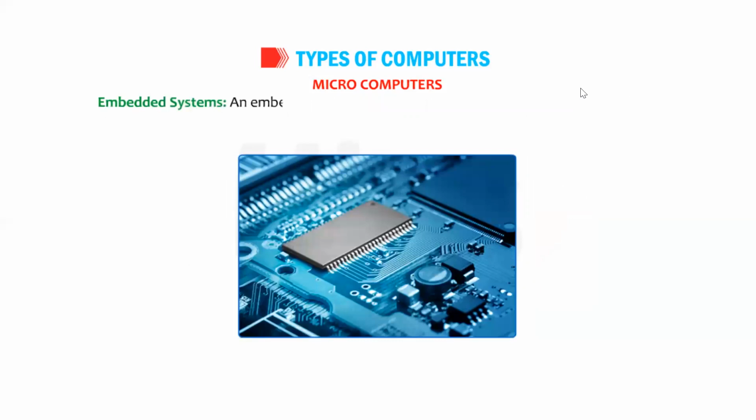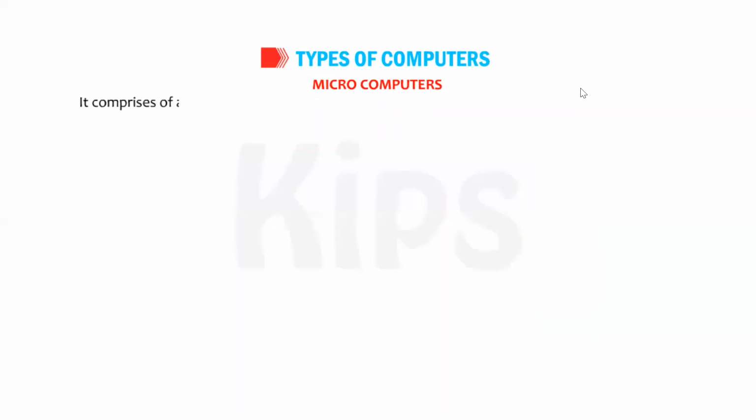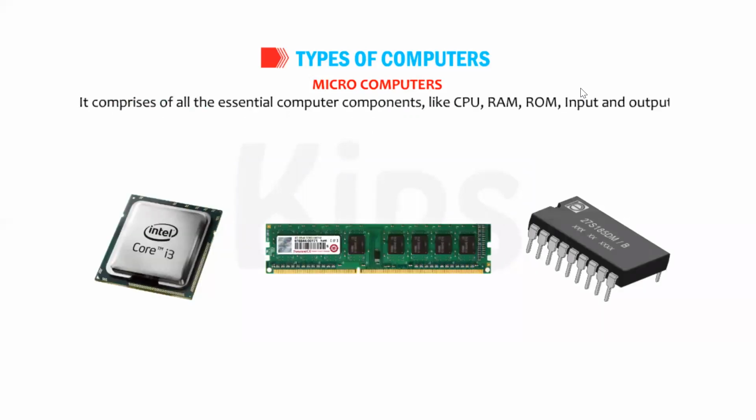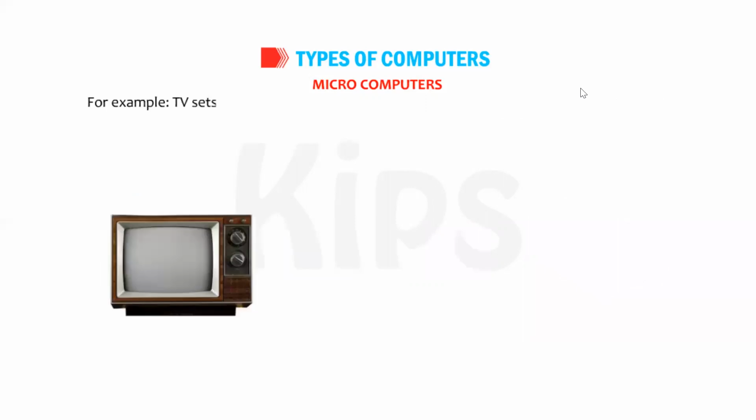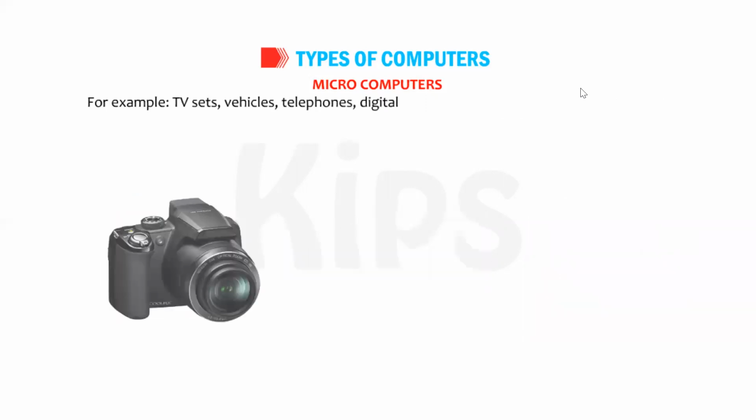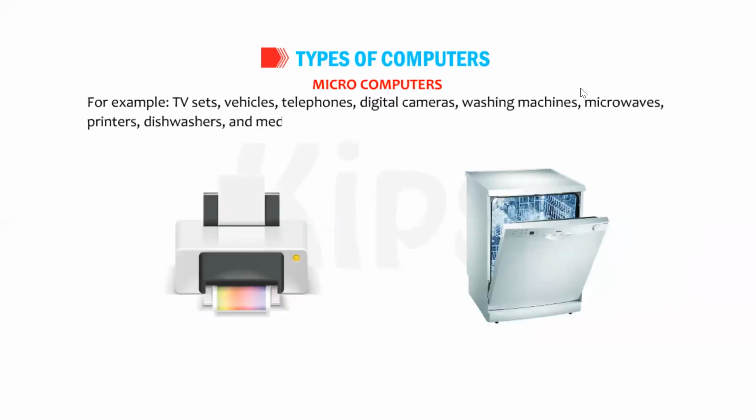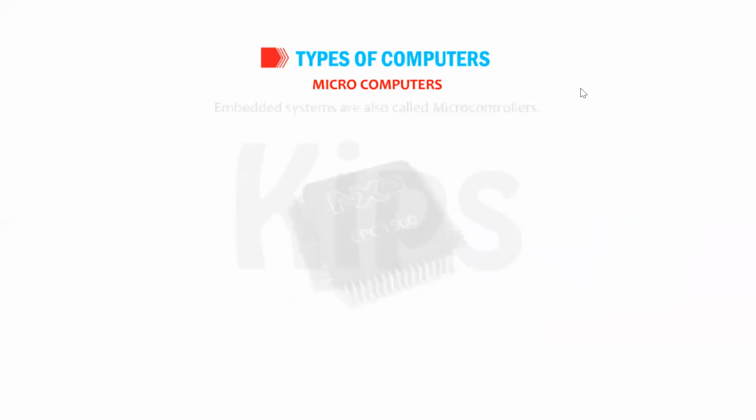Embedded systems. An embedded system is one that has computer hardware with software embedded or implanted into a larger device. It comprises all the essential computer components like CPU, RAM, ROM, input and output medium, but does not have a disk drive, keyboard or screen. It is designed to perform a specific task in various devices. For example, TV sets, vehicles, telephones, digital cameras, washing machines, microwaves, printers, dishwashers, and medical equipment. Embedded systems are also called microcontrollers.